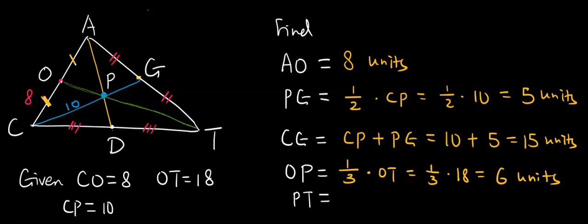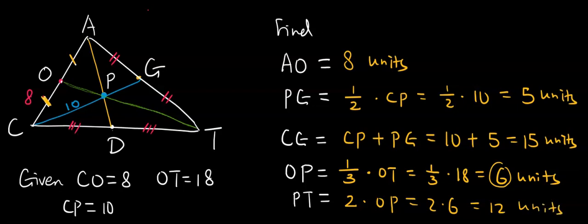And the last one, PT. PT is the longer portion on this green median. Remember, PT is 2 times OP. Since we just found OP is 6, and PT is 2 times OP, it's 2 times 6. That is 12 units. All right, that's it.